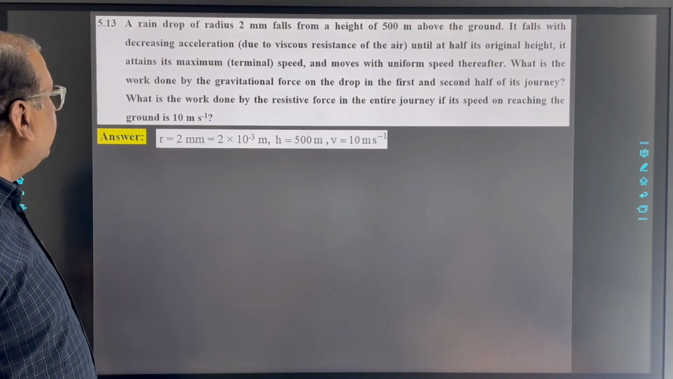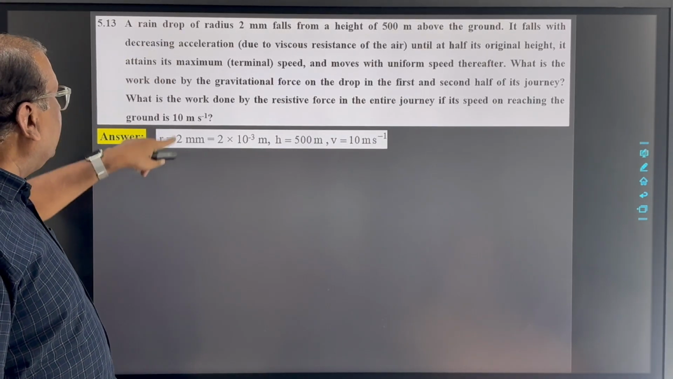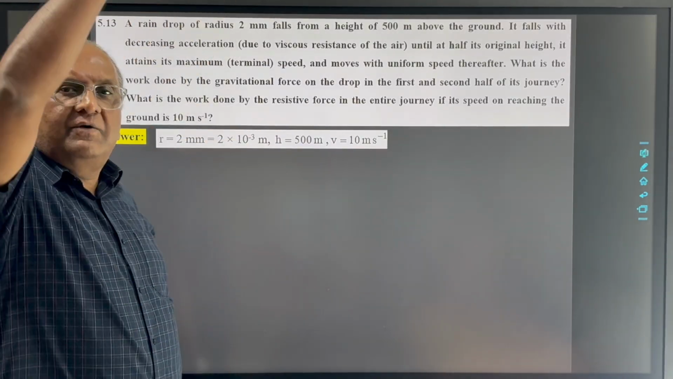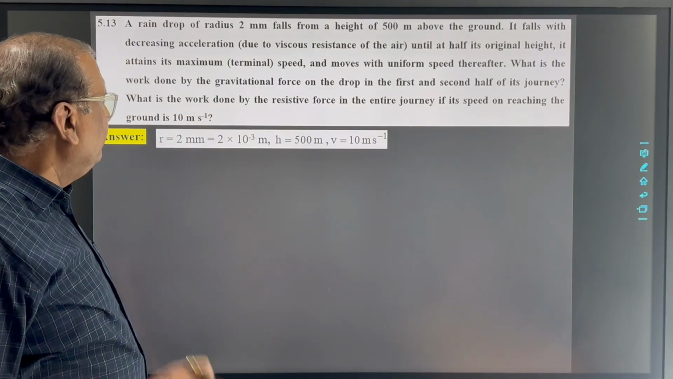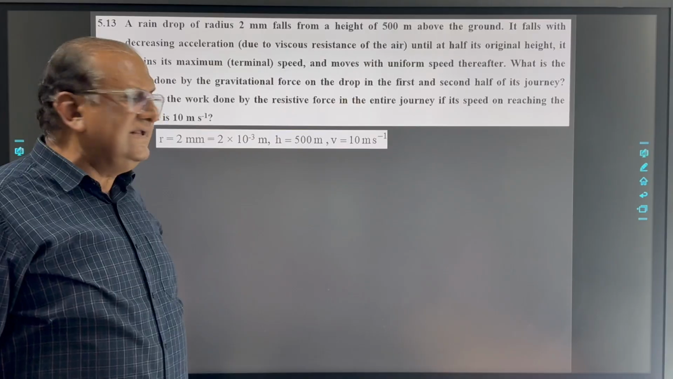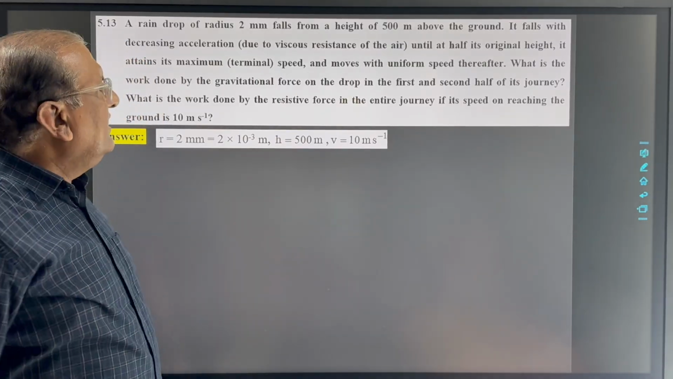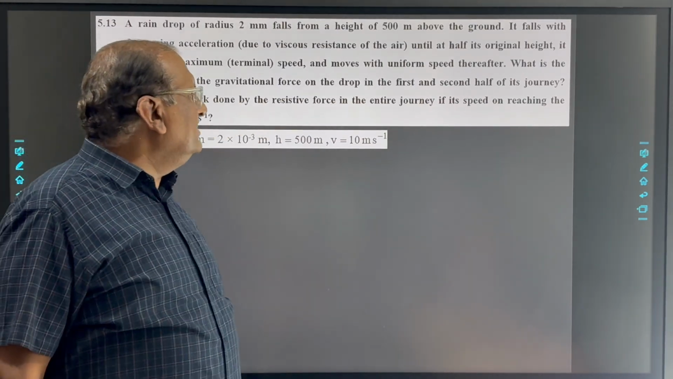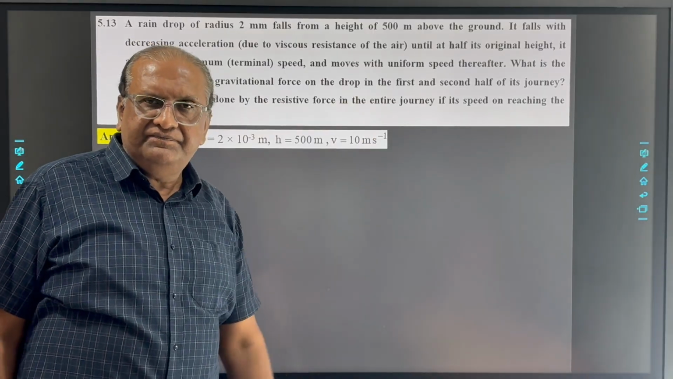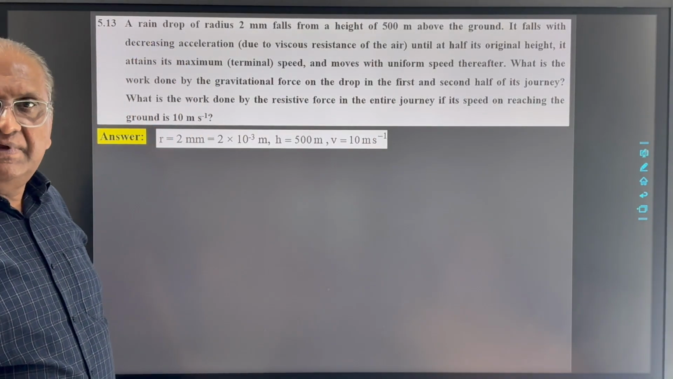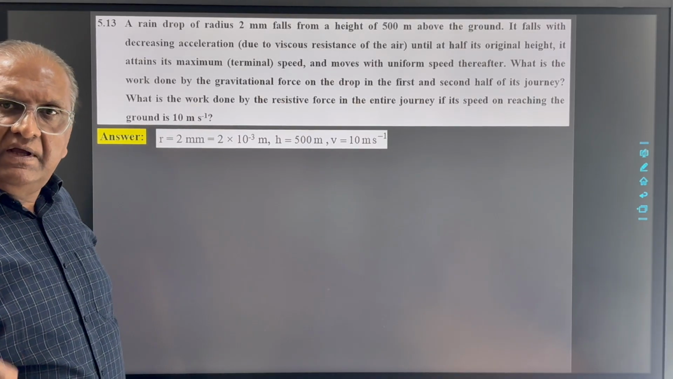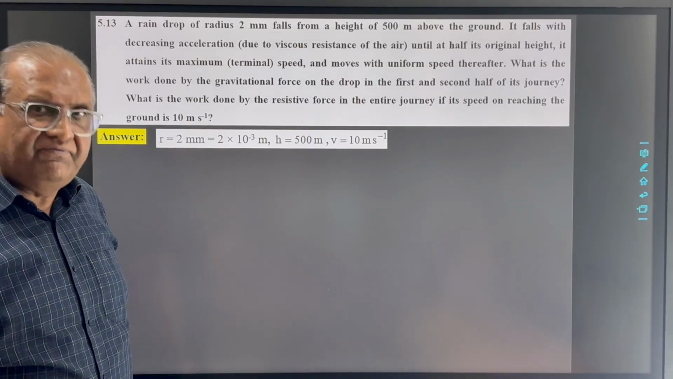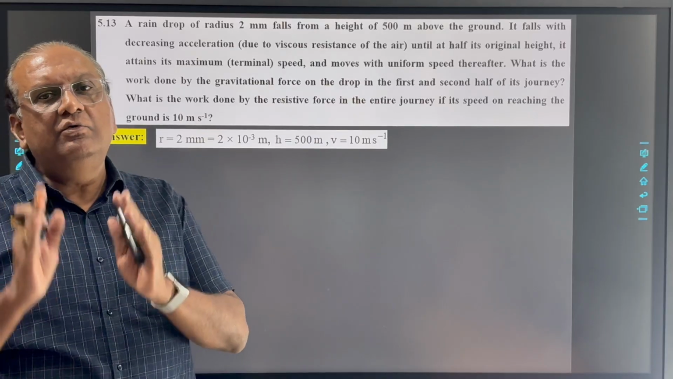Now see here the given information. Radius of the drop, that is 2 mm, that is 2 × 10^-3 meter. It is falling from the height of 500 meter. And its final speed is 10 meter per second. Now first we want to calculate the work done by the gravitational force during first and second half. In the first and second half, the distance covered is the same. Gravitational force in both the halves is the same. So during both halves, the gravitational force will do the same work.